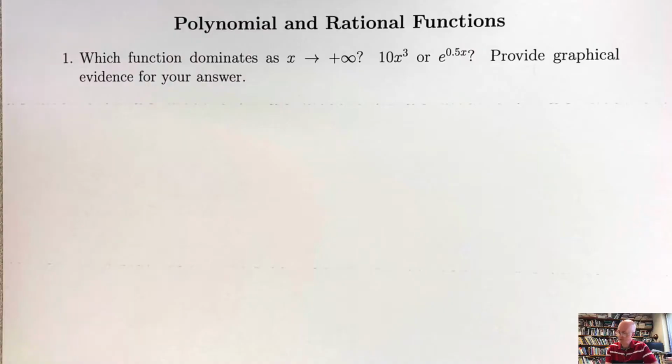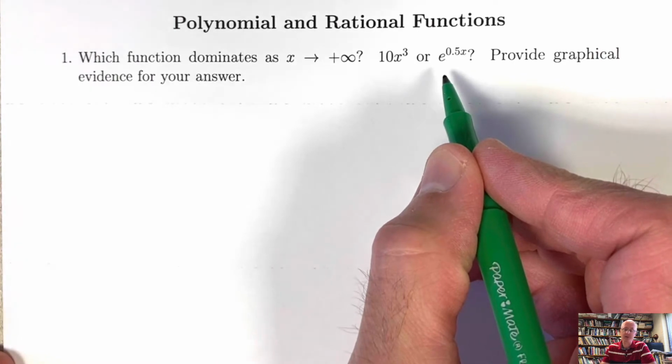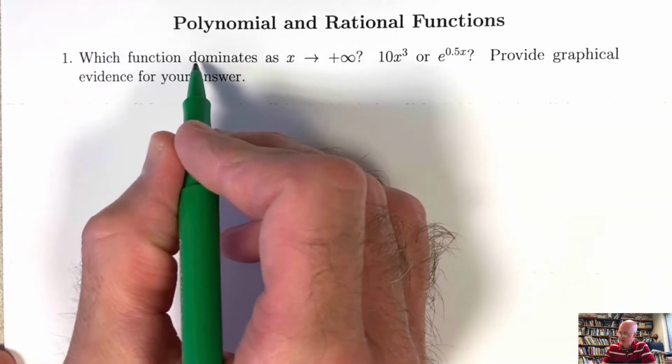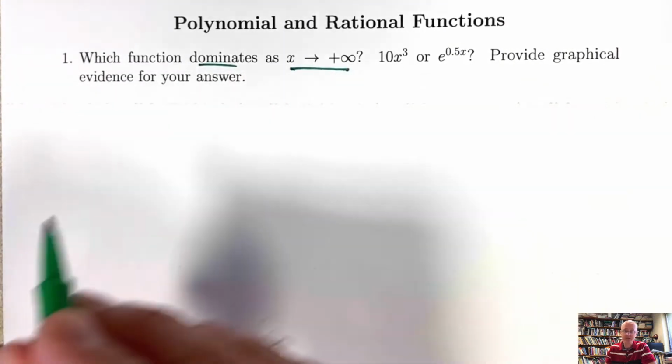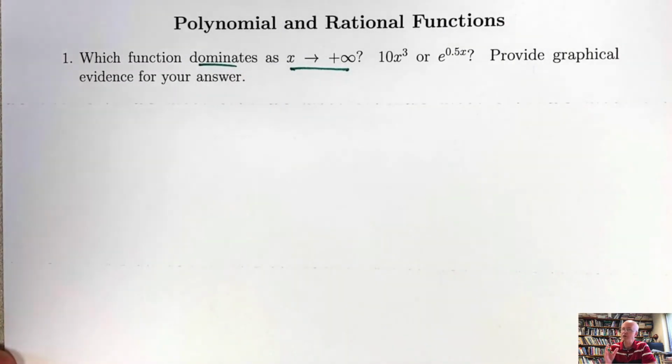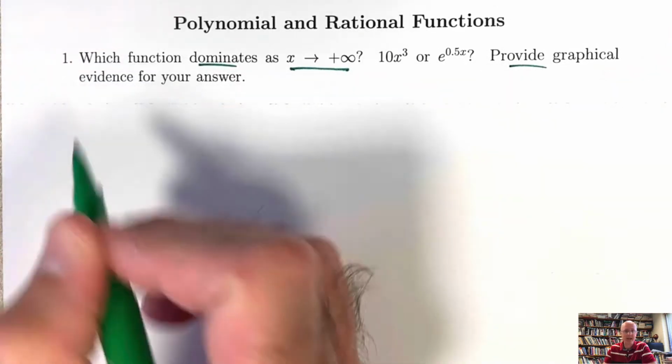This video is mostly about graphing polynomial and irrational functions, but in the first problem we look at a domination question of a polynomial, a power function in fact, compared to an exponential growth function. Which function dominates, grows faster, as x goes to plus infinity? It is something you should just know, but we do want to provide graphical evidence for the answer.